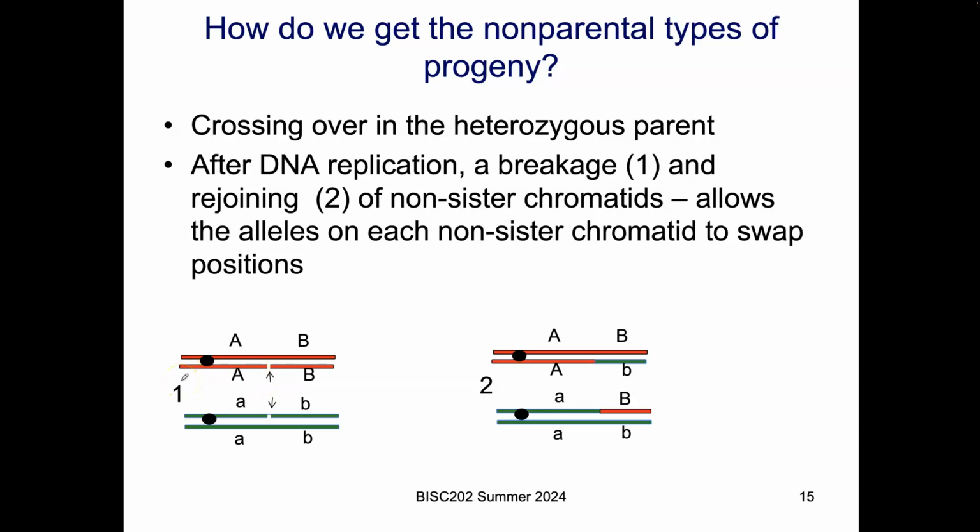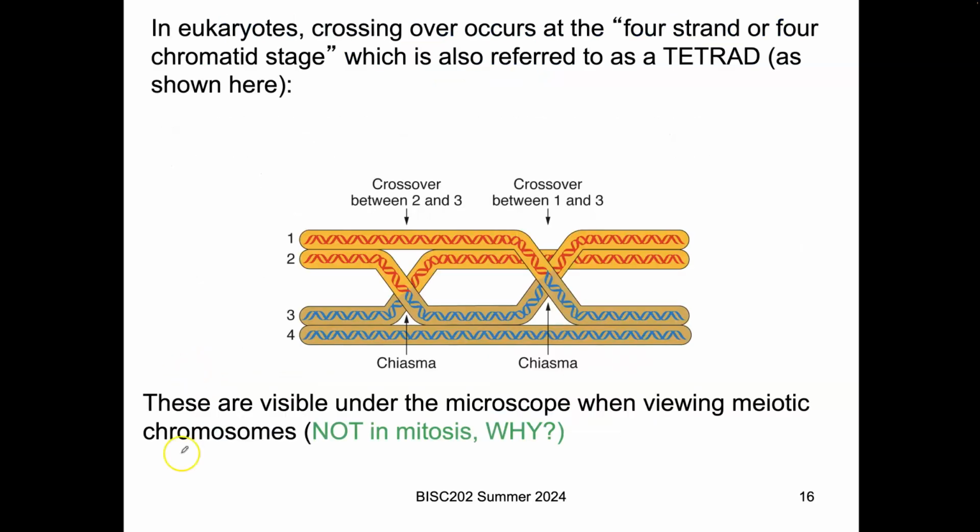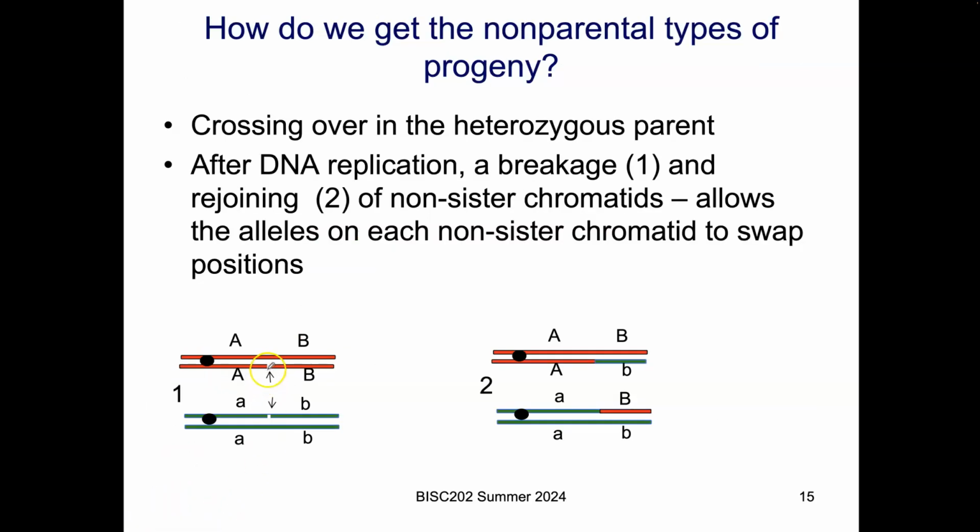I believe in some of the MBB courses, you may learn a little bit more detail at the molecular level. But all you need to know is that it's a kind of breakage that occurs, and the two pieces are swapped, so that after the crossover event is over, you still have your replicated chromosomes, but this is no longer completely a maternal chromosome or a paternal chromosome, because one of the chromatids is still intact exactly as it was inherited from the parent, but these ones have been rearranged, right?